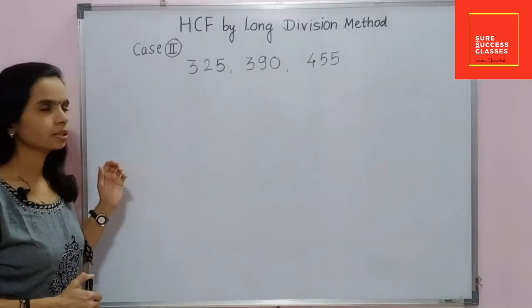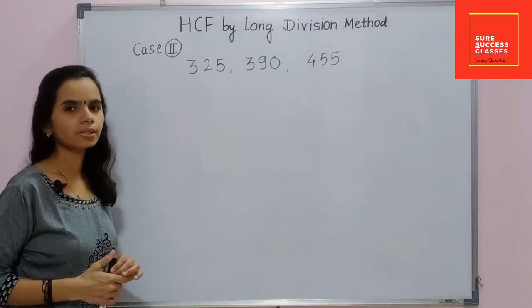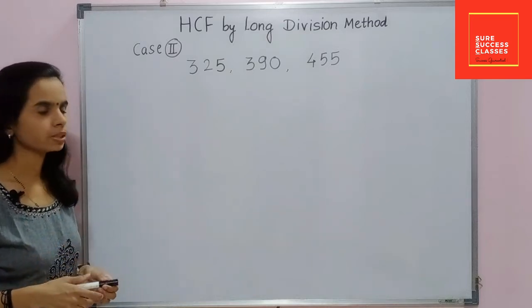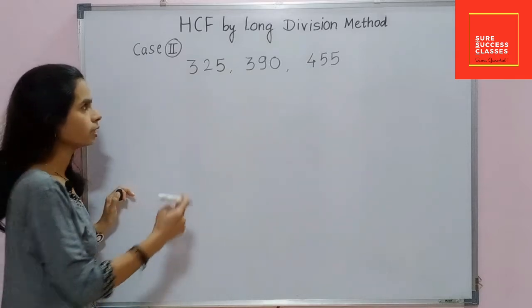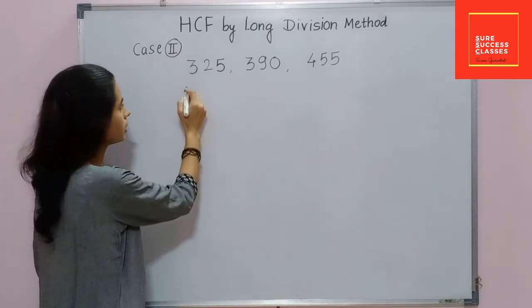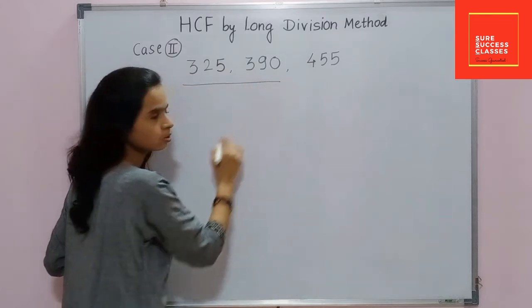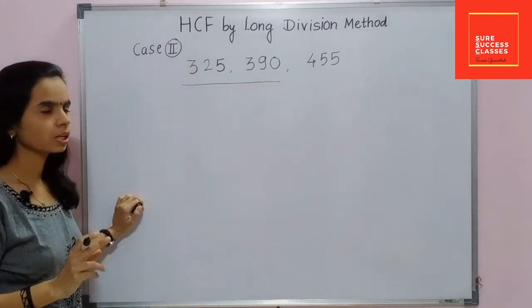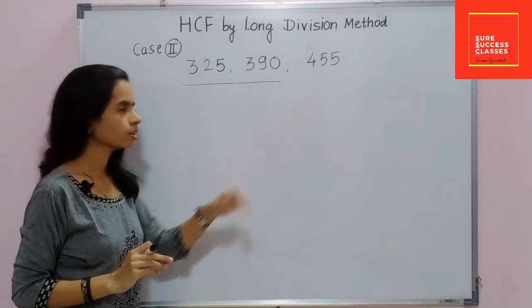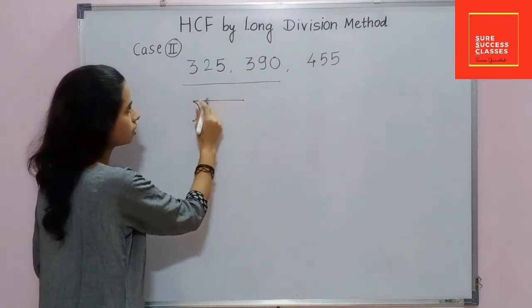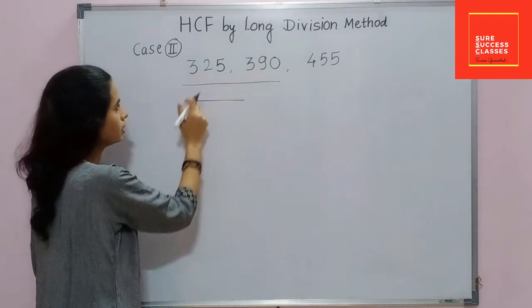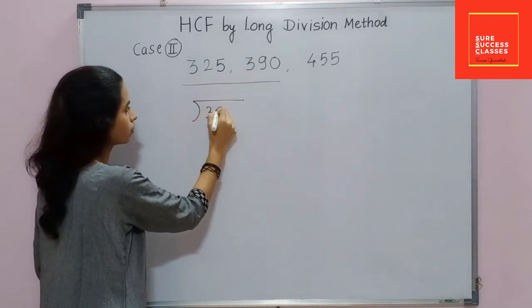Students, in the second case we have to find out the SCF of more than 2 numbers. If you see carefully, there are 3 numbers. When there are 3 numbers, we will first find out the SCF of the first 2 numbers and then we will move to the third number. So let's start. Here 390 is greater than 325.